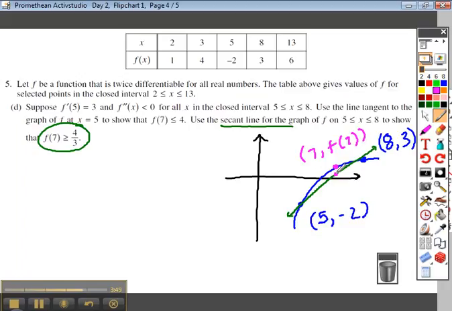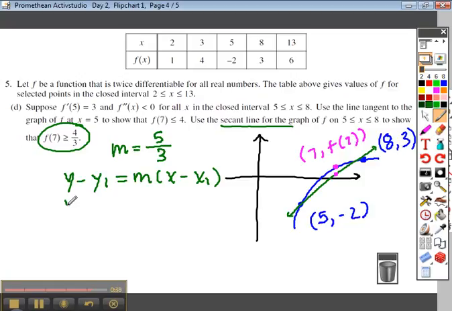So let's use the information we have. First thing I have to do is find the slope of that green line. So we'll go 3 minus negative 2, which is 5, all over 8 minus 5, which is 3. So 5/3 is our slope. Now we go y minus y1 is equal to m times (x minus x1), and we'll use the point, let's see, which one will work the cleanest? Let's use (8, 3) instead of (5, -2). Actually, it won't matter, so let's just use (5, -2).